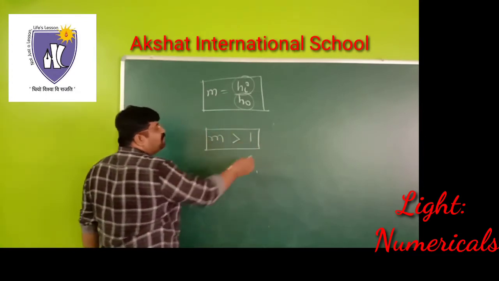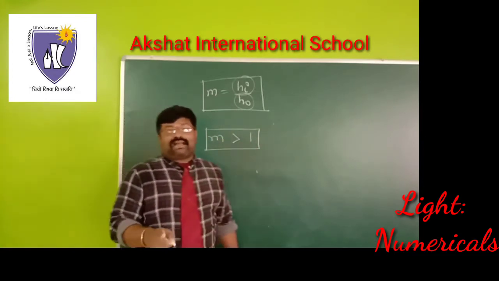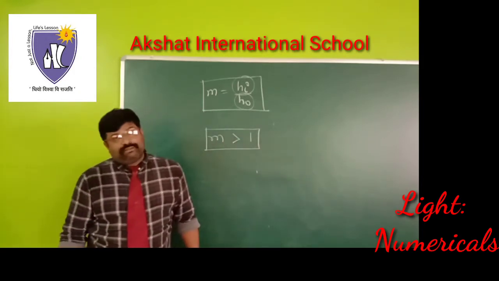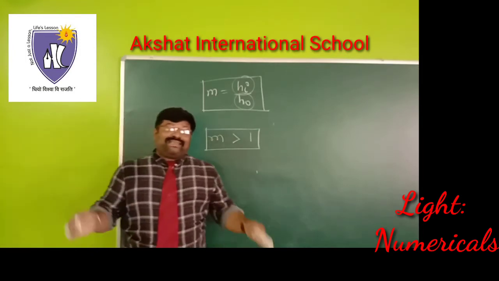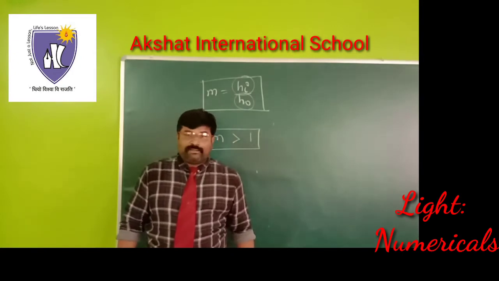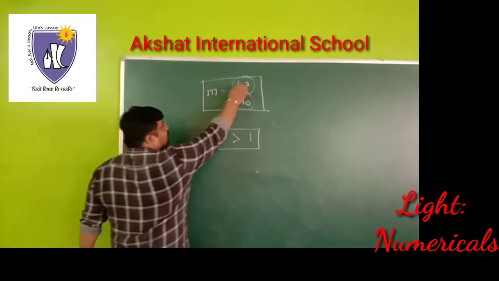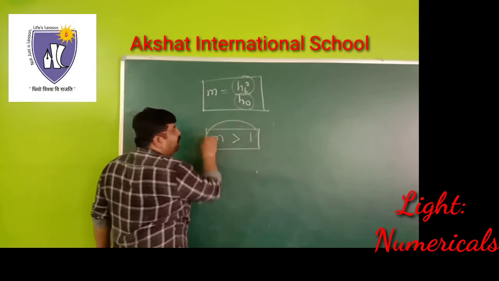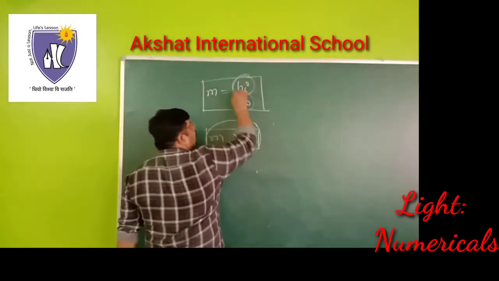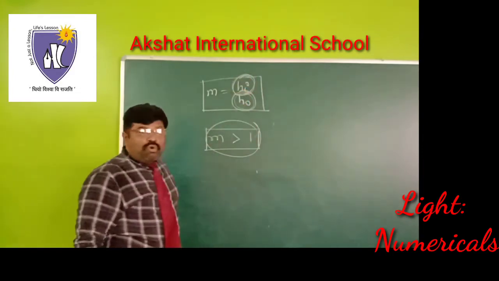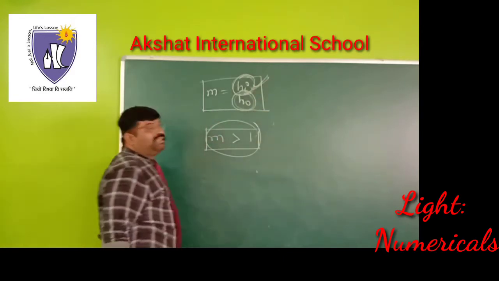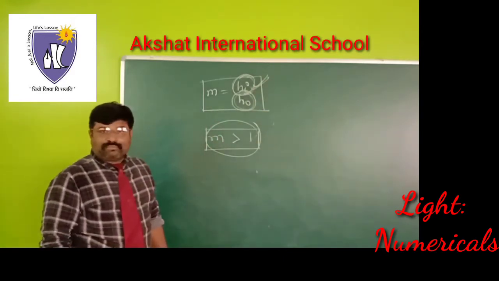So, if m is given greater than 1, then we will say that the height of the image is more than the height of the object. That means the image is an enlarged image as compared to the object. Fine? m is hi by ho. m will be greater than 1 only and only in that condition when hi will be more than ho. That means the height of the image will be more than the height of the object.